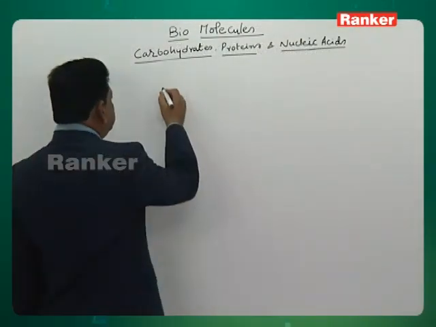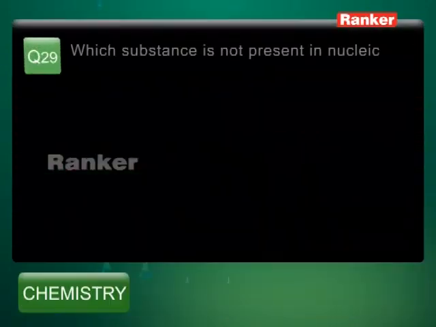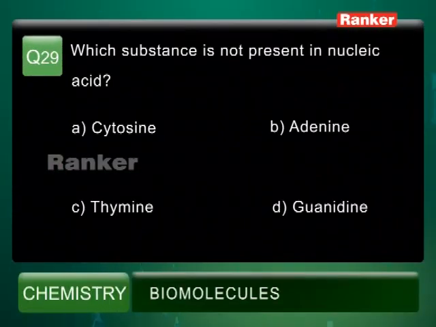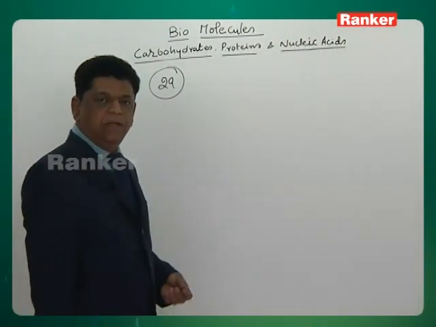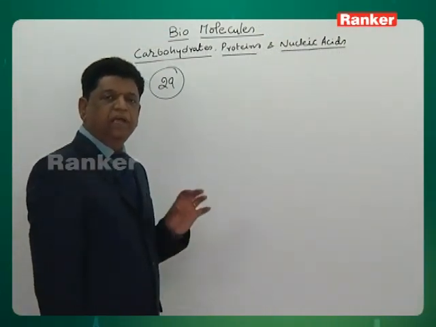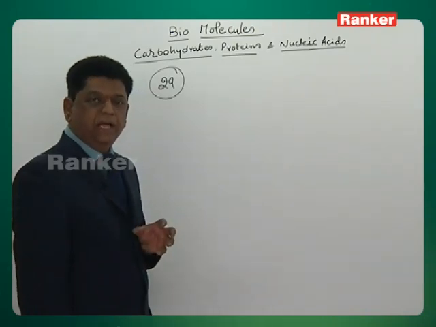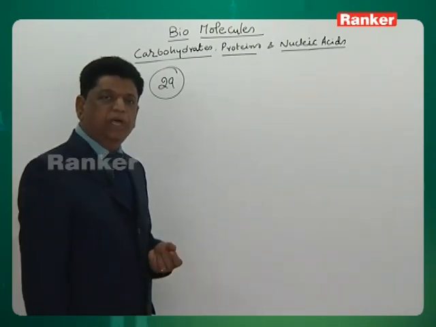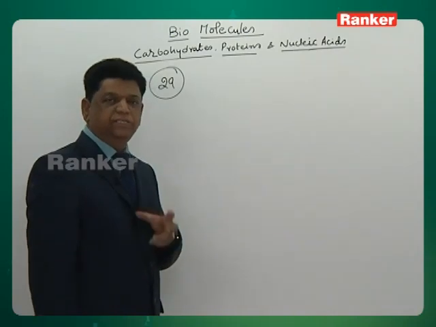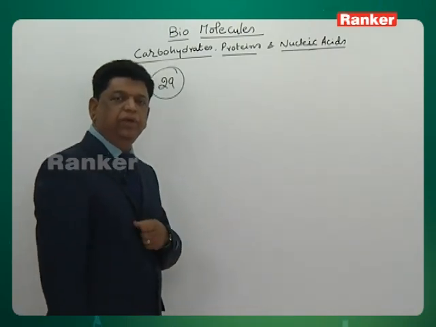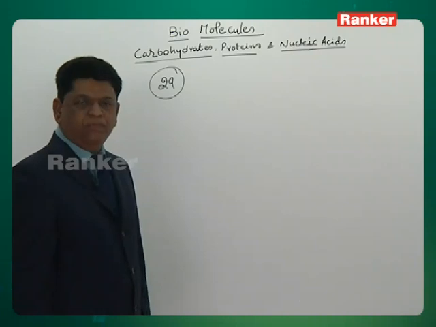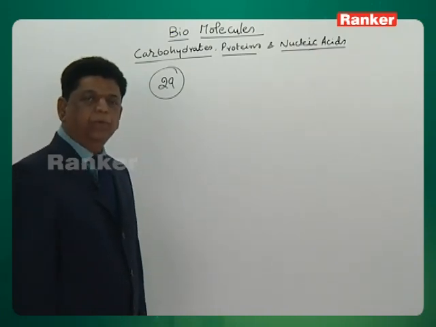Okay, let's go to question number 29. Which substance is not present in nucleic acid? Nucleic acid is made up of three basic units. One is an organic base like purine or pyrimidine. Another one is a carbohydrate like ribose or deoxyribose, and a phosphate unit. These three are the repeating units. With these three, a long chain is formed, which is a nucleic acid.